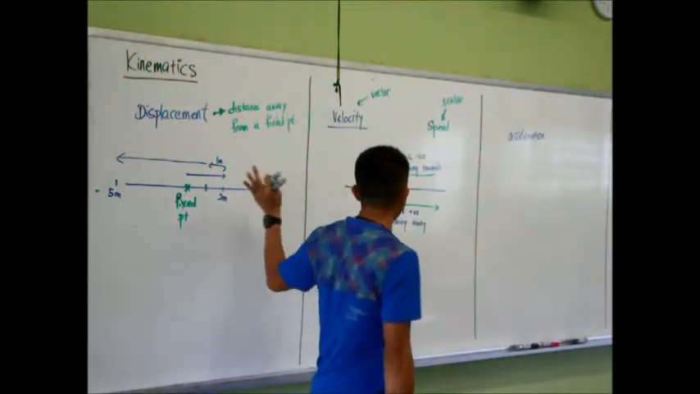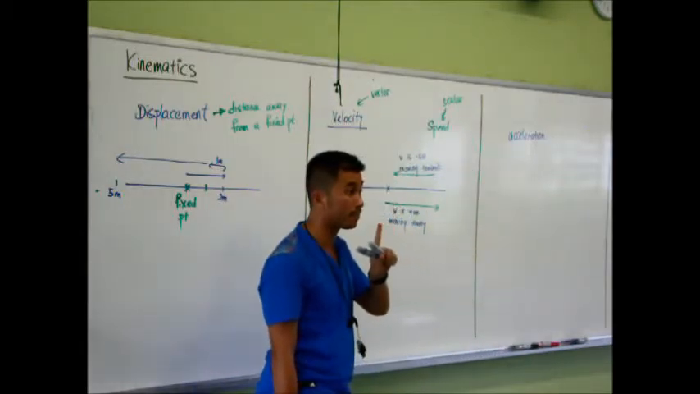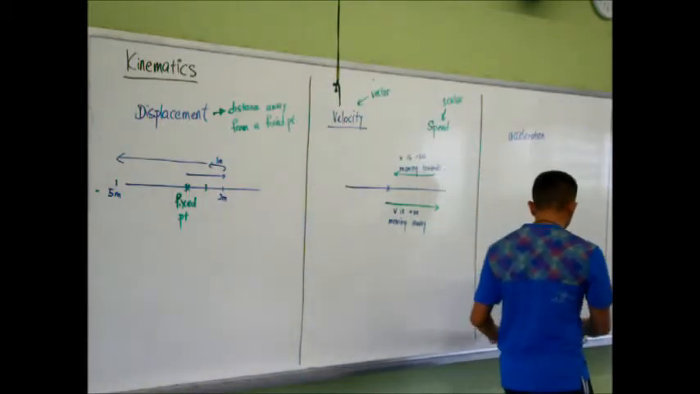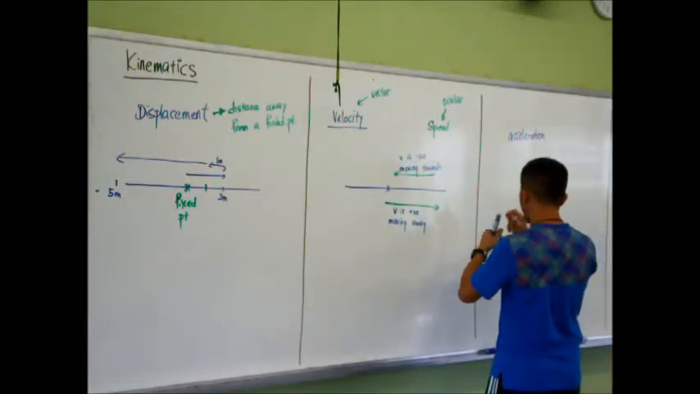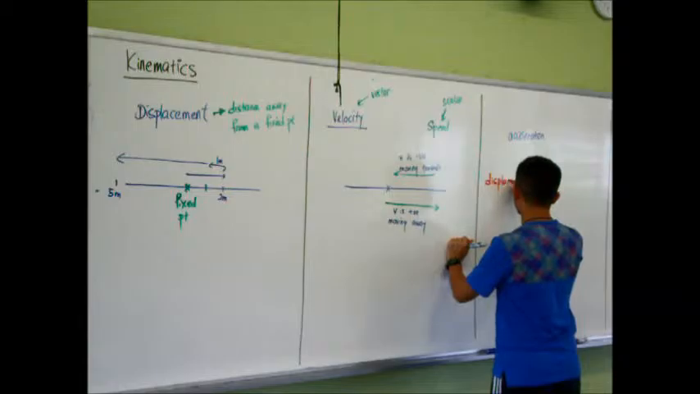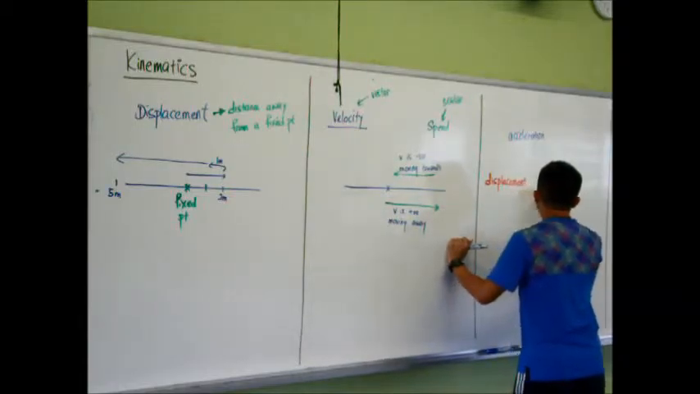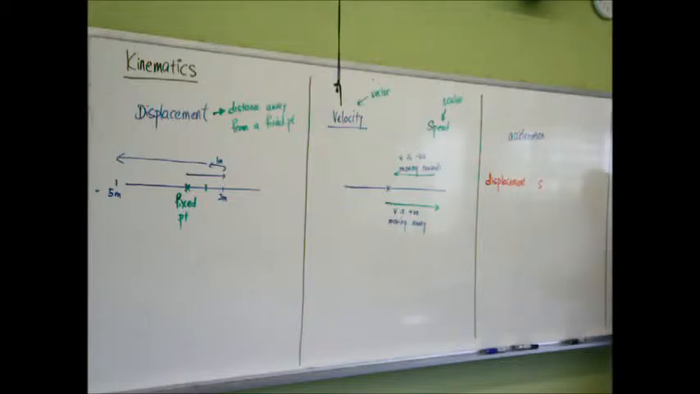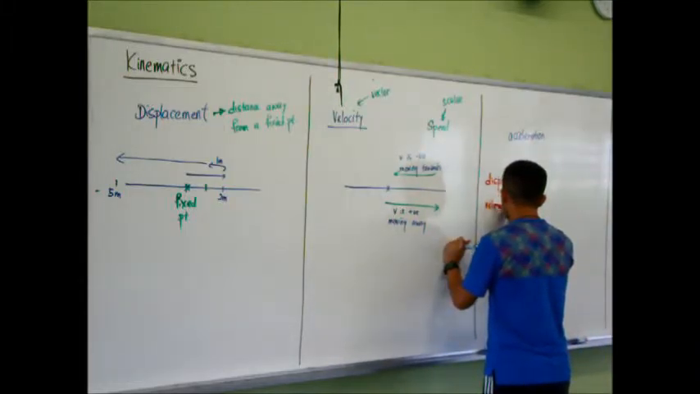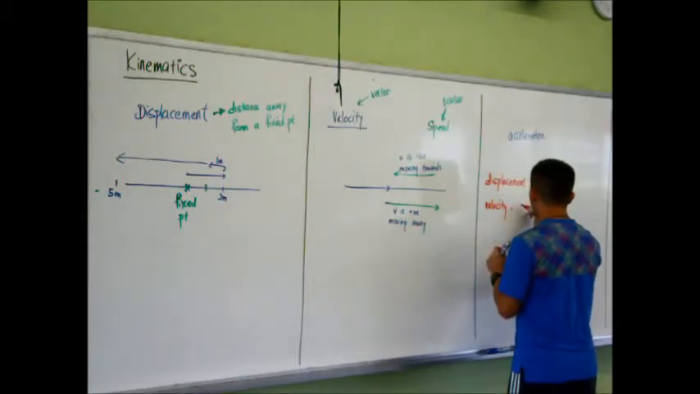Now I'm going to put all these three together, using abbreviations. Displacement, in all cases, we always denote by S. Why not D? Because D may be used for distance. We don't want to confuse ourselves. Then, velocity is denoted by V.